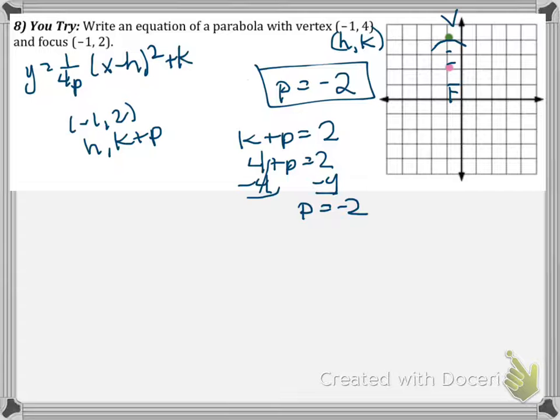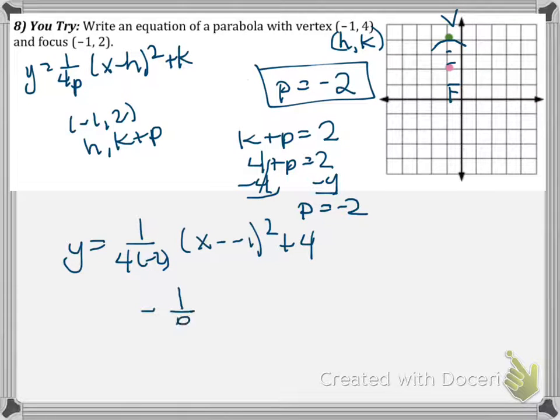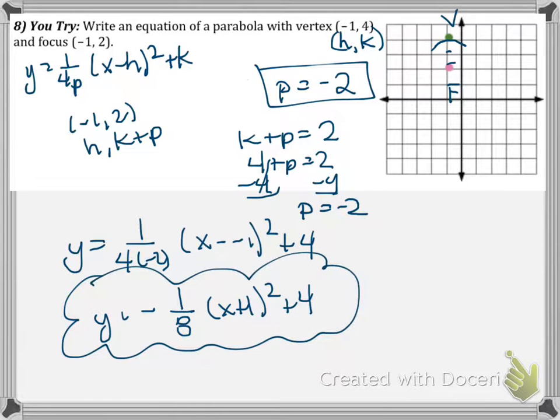All right, so now that we have this information, we can plug it in. y = 1/(4 times -2) times (x - h), which is -1 minus a -1, squared, plus k, which is 4. So therefore this becomes y = -1/8 (x + 1)^2 + 4. This is our equation. So now we need to graph it.